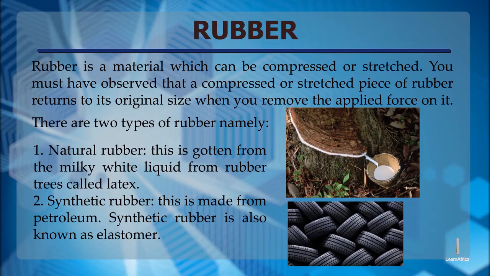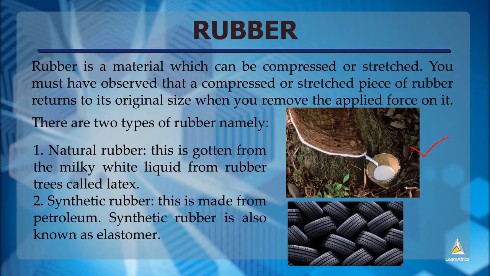There are two types of rubber, namely natural rubber and synthetic rubber. Natural rubber, just as the name implies, is gotten from rubber trees. Rubber trees produce a milky white liquid known as latex. This latex is used in producing rubber materials. This is a rubber tree showing latex extracted from it.